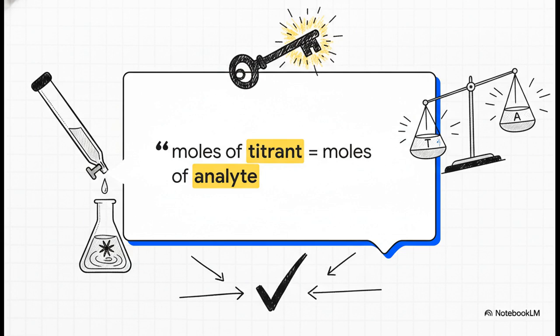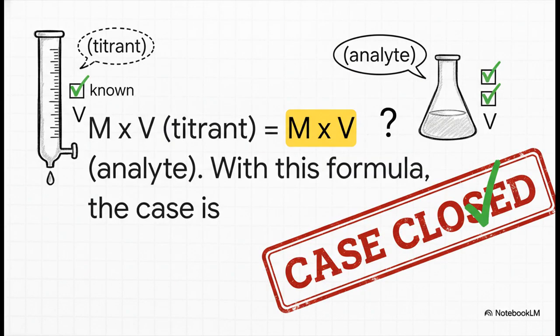All that careful work with the glassware, it was all to get us to a point where we can confidently say this is true. So how do we use that? Well, in chemistry, moles can be calculated by multiplying molarity times volume. So our simple statement, moles equals moles, turns into this really useful formula. Think about it. We know the molarity of our titrant, and we just measured its volume. We also know the starting volume of our analyte in the flask. The only thing we don't know is the molarity of the analyte, our mystery number. A little bit of algebra, and boom, case closed.